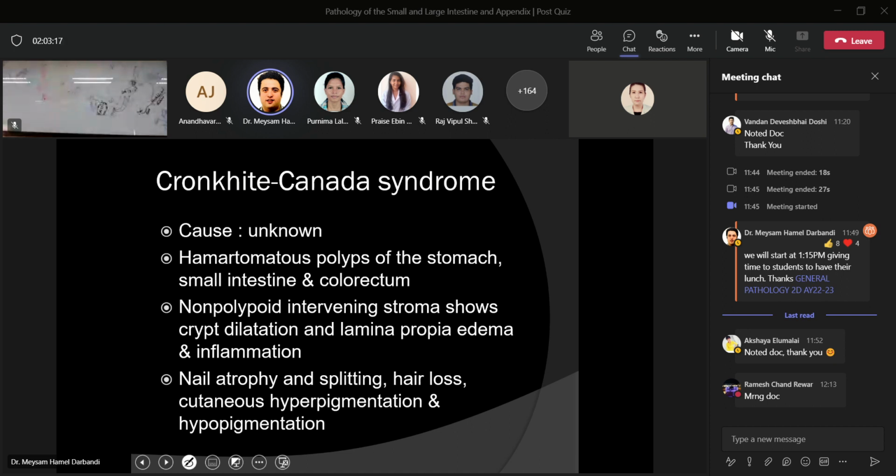Cronkhite-Canada syndrome, so it's coming from Canada, right? The cause is unknown. There are hamartomatous polyps of the stomach, small intestine, and colorectum. The non-polypoid intervening stroma shows crypt dilation, lamina propria edema, and inflammation. You will see in the patient nail atrophy and splitting, hair loss, hypopigmentation, and cutaneous hyperpigmentation.